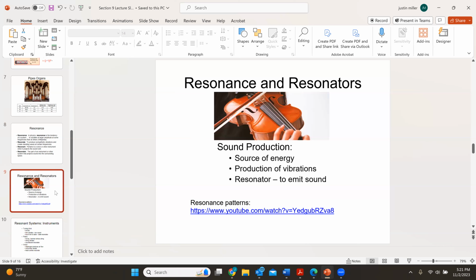So what do you need for sound production? We went over this in the very beginning. You need some source of energy. You need something that produces the vibrations. And then you need something to emit the sound itself. What's vibrating? Well, if it's just a string that's vibrating, you think about maybe trying to play an electric guitar that's not plugged in. I pluck a string of an electric guitar that's not plugged in. It's a very weak sound.